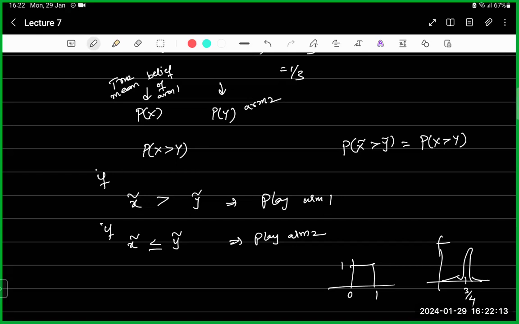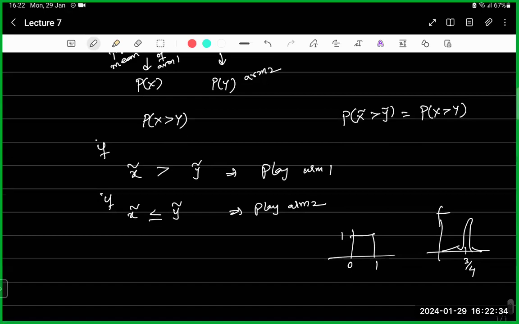Even all the other algorithms are like that. In ETC, what are we doing? We are reserving some number of slots and exploring all the arms. In UCB also, what are we doing? In UCB, we are playing mu t bar of a plus something. But that something will depend on what? It's like root log t by nt of a.